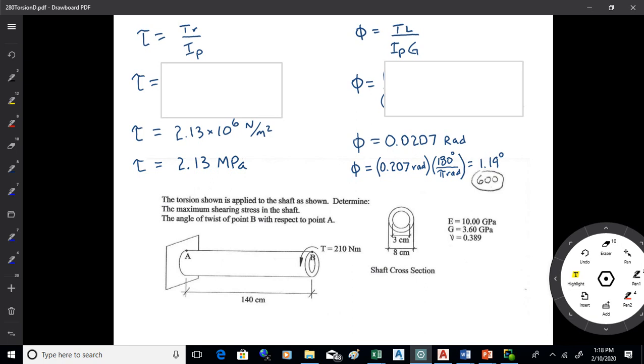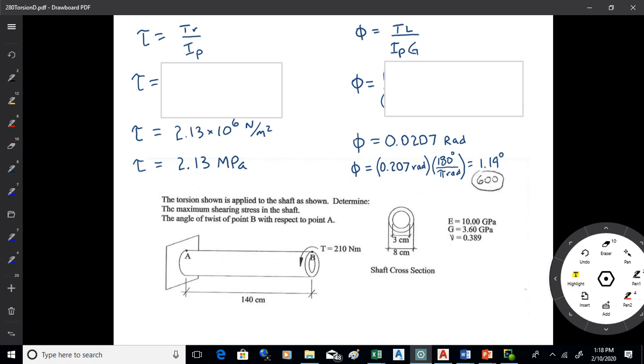Also, the twist angle, if you do the dimensional analysis, the units come out to be nothing, which means it's a radian. A radian is a unitless angular measurement. So if you want something that might be a little more intuitive, you convert that into degrees. I always have trouble visualizing radians, what 0.02 radians is.